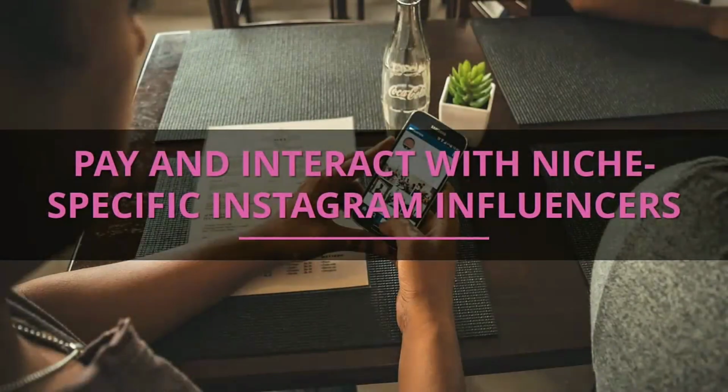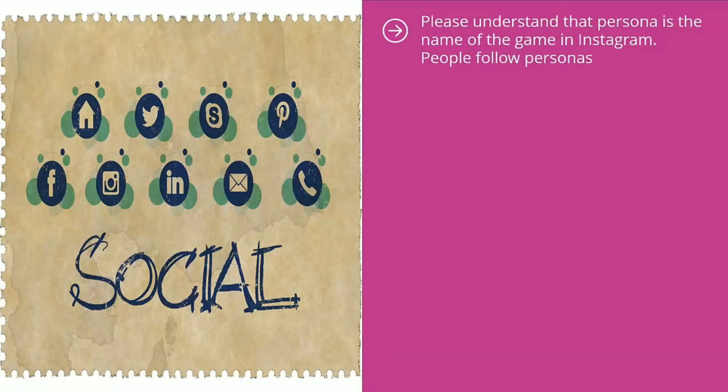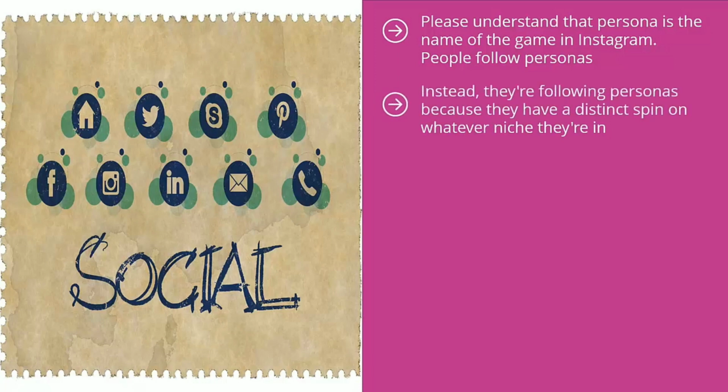And interact with niche-specific Instagram influencers. Please understand that persona is the name of the game in Instagram. People follow personas. They're not following just because somebody has nice pictures. Most people can do that. Most people can manage to post nice pictures every once in a while. Instead, they're following personas because they have a distinct spin on whatever niche they're in. They have a distinct personality. They have a distinct point of view.